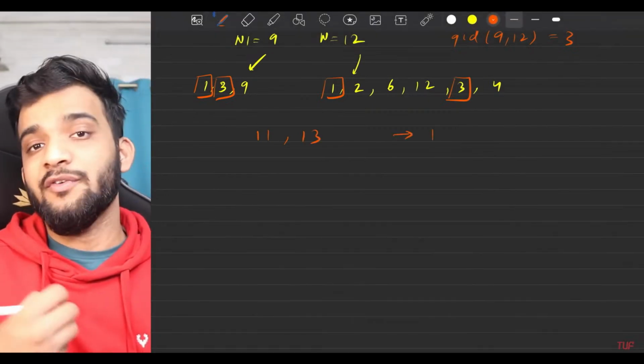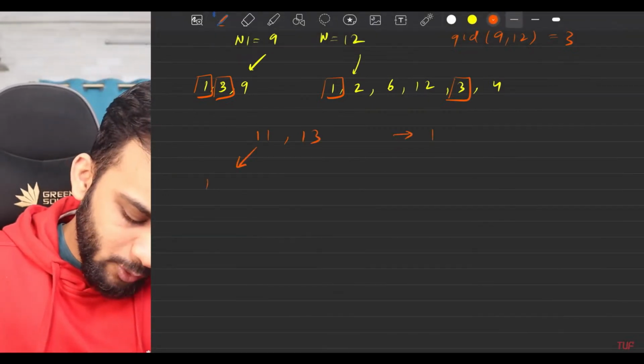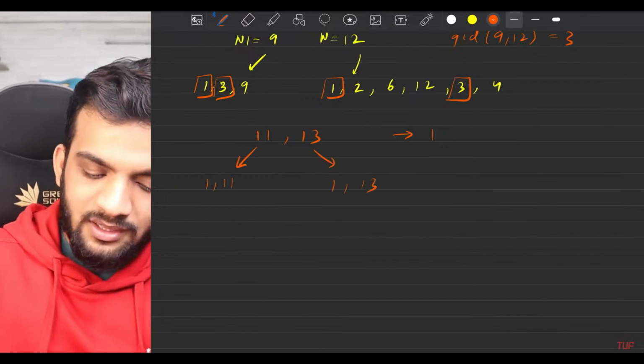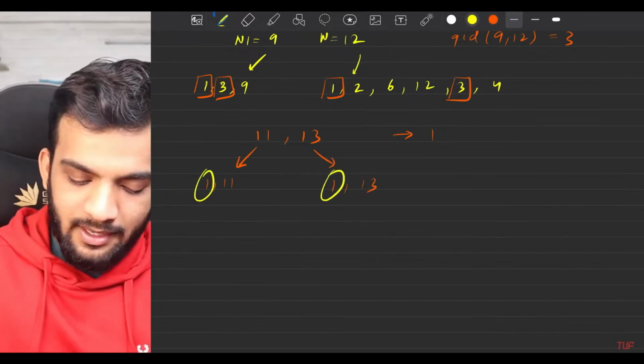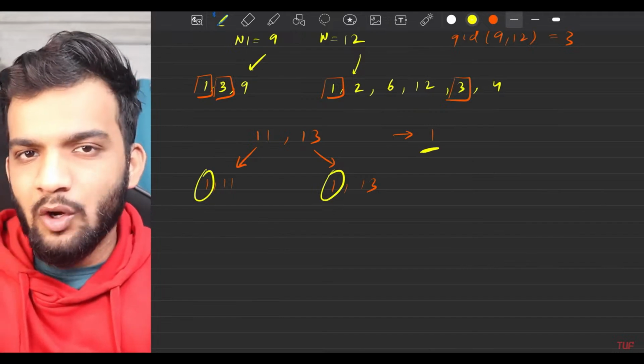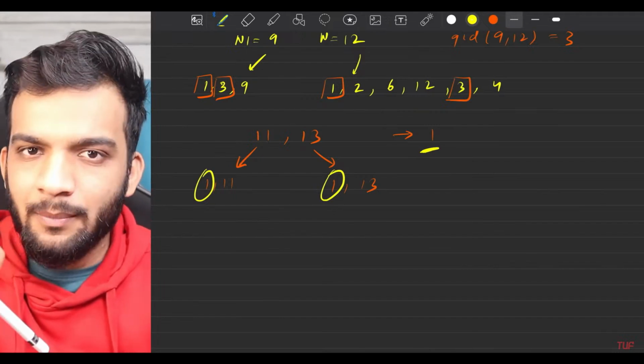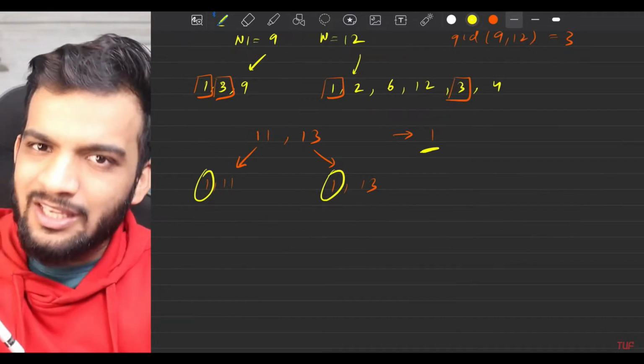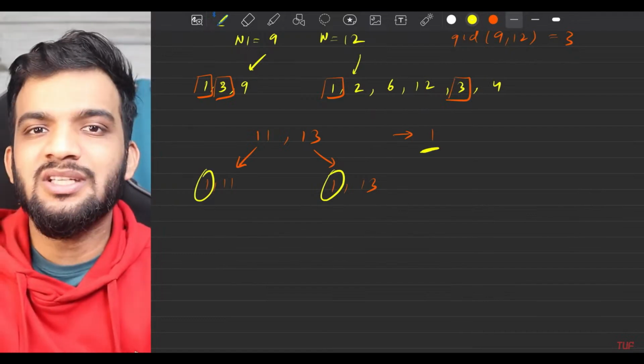If I ask you the GCD of 11 and 13, what will it be? It will be 1. Because if you write down all the factors of 11, it's going to be 1 and 11. All the factors of 13, 1 and 13. So the common one is just 1 and that is the GCD. So there will always be a GCD because 1 is a number that divides every other number. So for every given two numbers, there will always be a GCD or HCF.